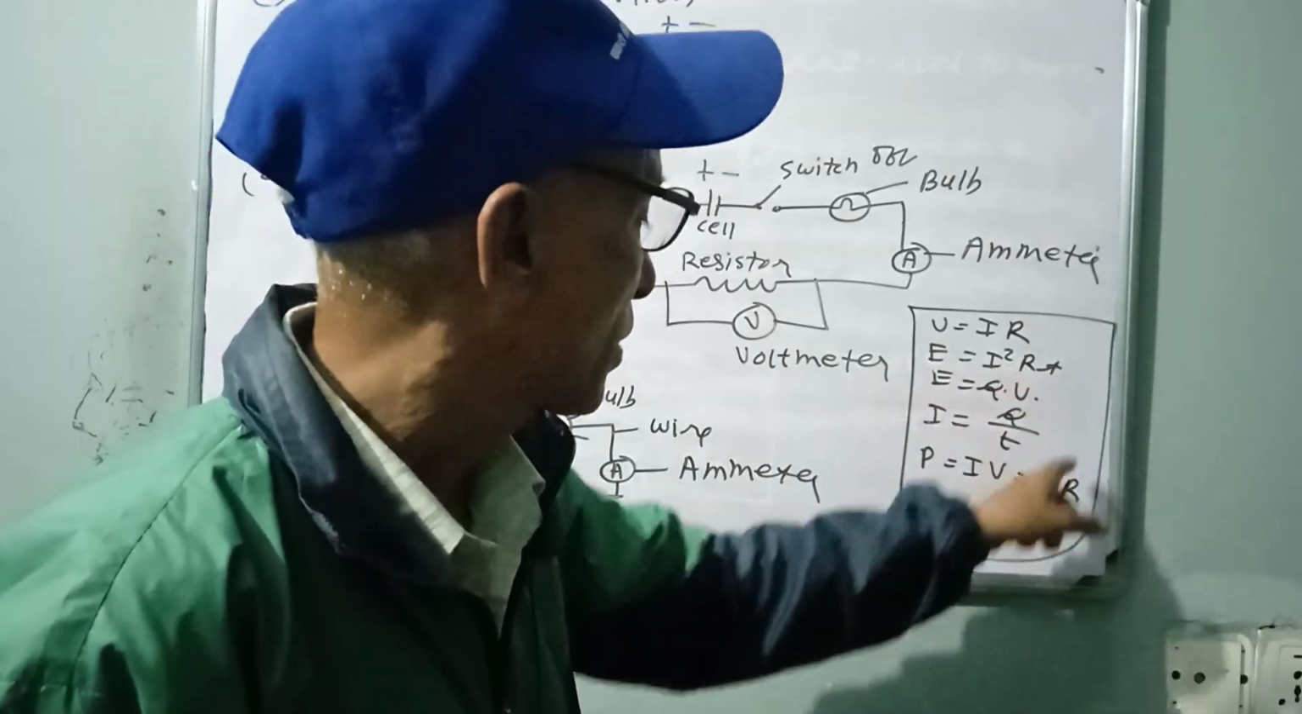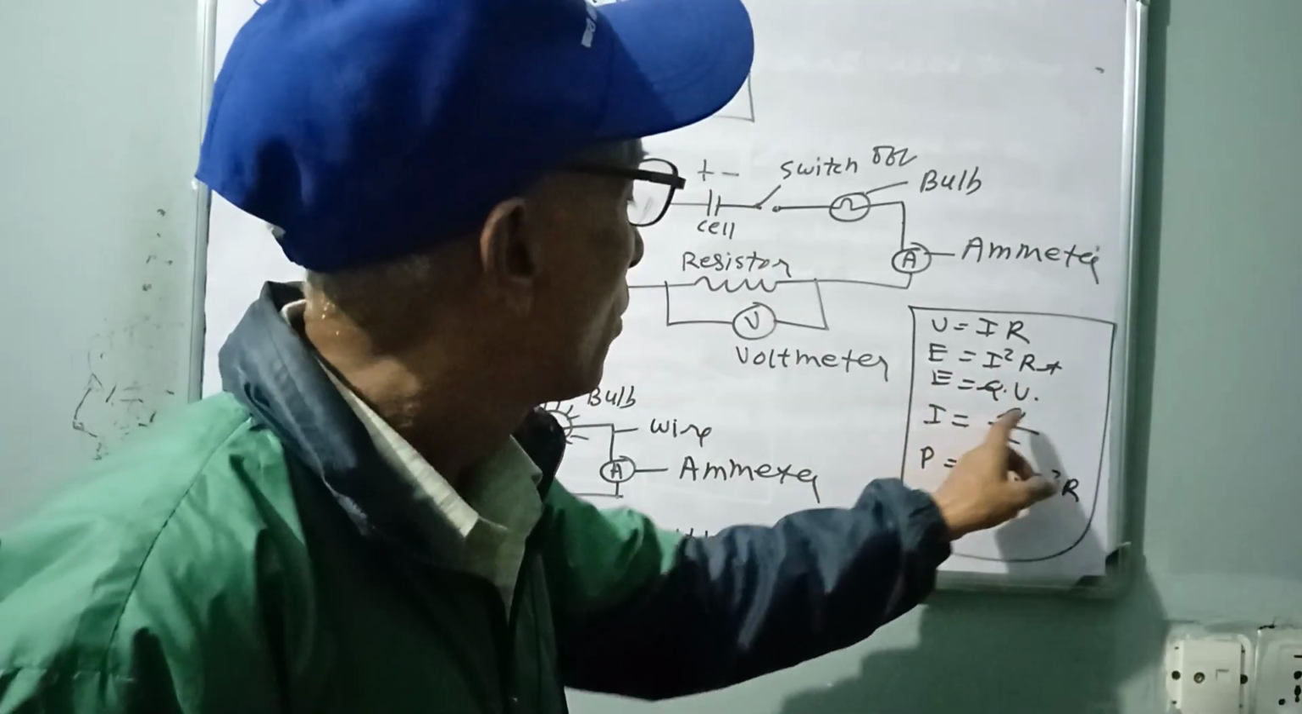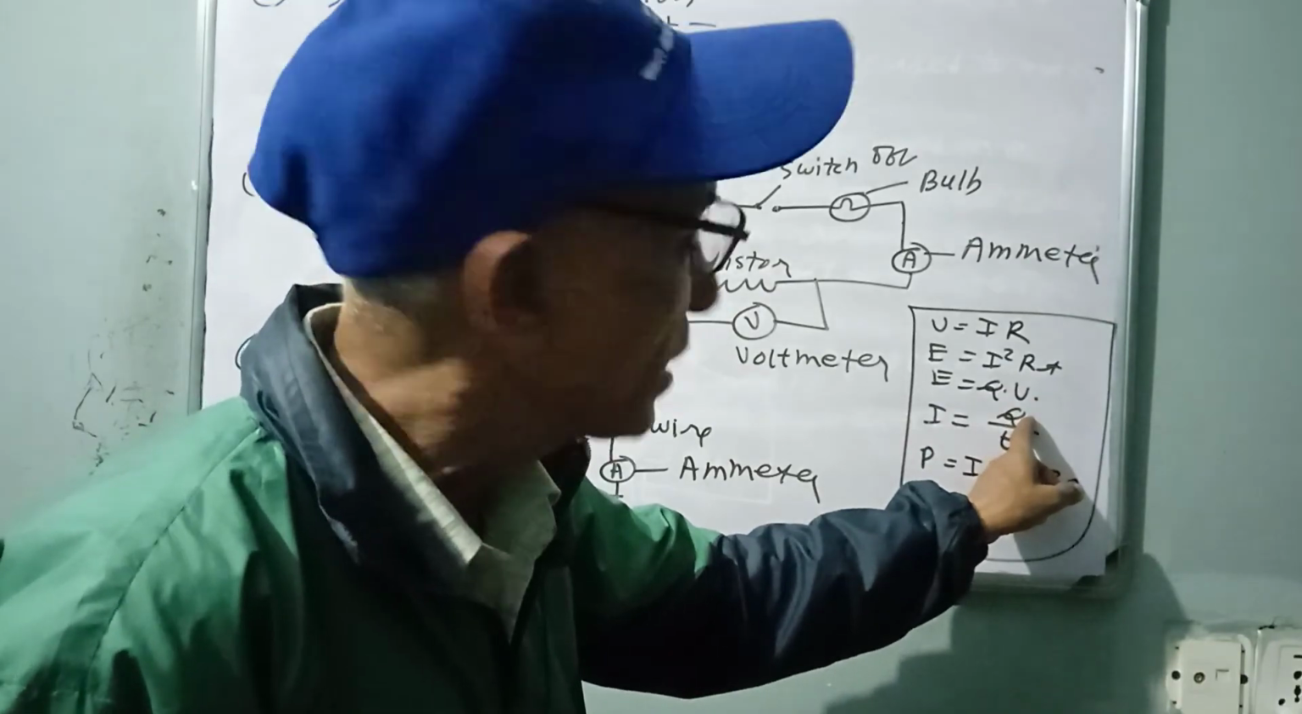From here, E = I²RT. I is current, charge flowing per unit time.